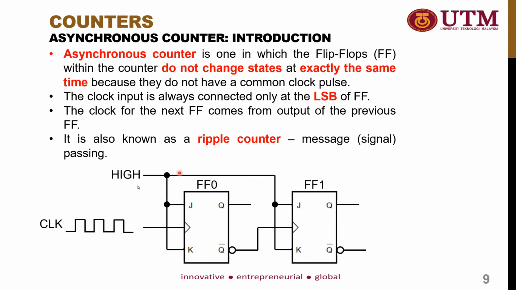So this is the circuit of the asynchronous counter. You see here, the external clock is directly connected to the first flip-flop. So from here, it means that FF0 is the LSB. Okay? So the output of the LSB part of the counter will be connected to the clock input of the next flip-flop, and it will produce a total of 2 bits of output. So this is the 2-bit counter.